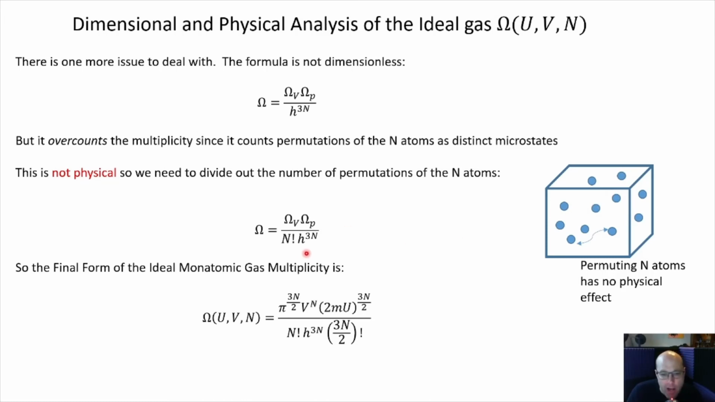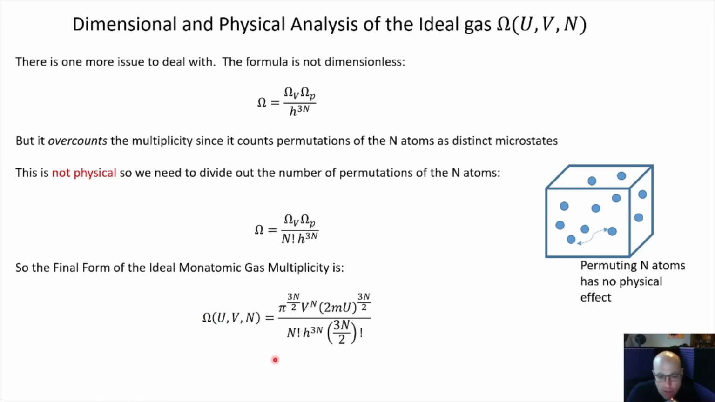And so we need to divide out the number of permutations of n atoms taken n at a time, which is n factorial, right? So this is an order matters issue because we're talking about the specific spatial arrangements of the atoms inside this box needing to be divided out. All right, so now we've taken care of everything. We have omega dimensionless. We have permutations of atoms now divided out and not counted as distinct configurations. And so in final form, the multiplicity of the ideal monatomic gas looks like this.